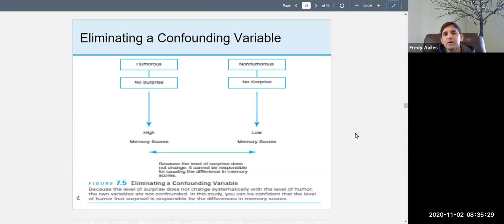And we find that humorous, non-surprising sentences lead to higher memory scores than non-humorous, non-surprising sentences. So we eliminate the effect of surprise, and we still found that humor causes an increase in memory. That's an example of how to eliminate a confounding variable. And we'll talk about what this is called, doing it this way. We're going to talk about those strategies right now. This is one example.